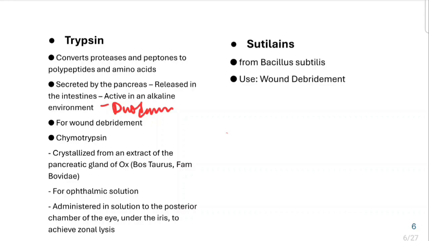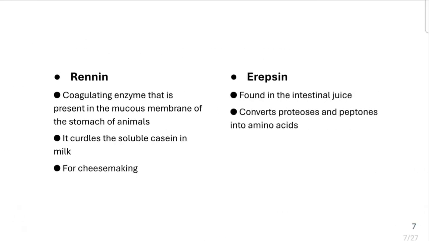Okay? So, yan. Next, we have subtilisin, okay, from your bacteria, Bacillus subtilis, and it is also utilized for your wound debridement. So, panglinis ng tissue ulit. Next, we have your renin.